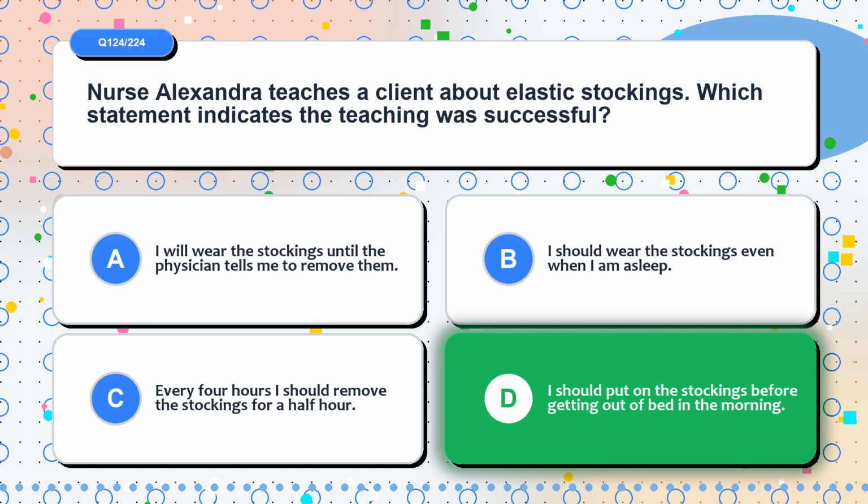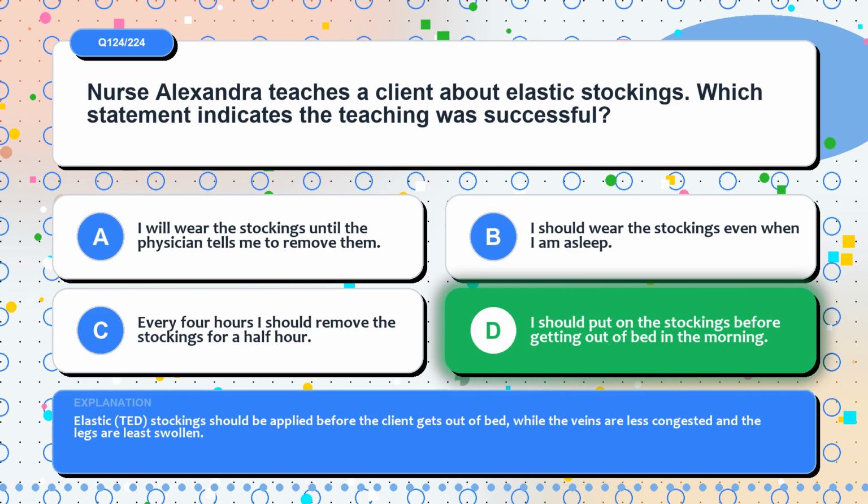The correct answer is option D. I should put on the stockings before getting out of bed in the morning. Elastic TED stockings should be applied before the client gets out of bed, while the veins are less congested and the legs are least swollen.